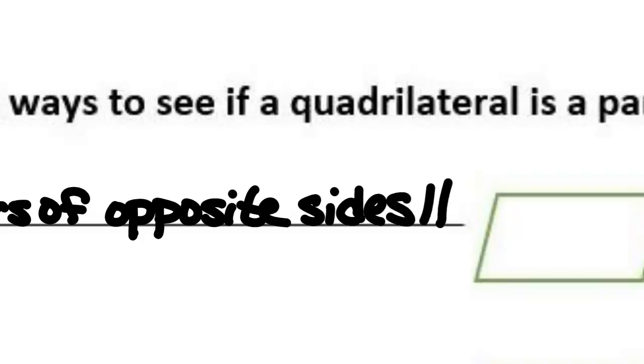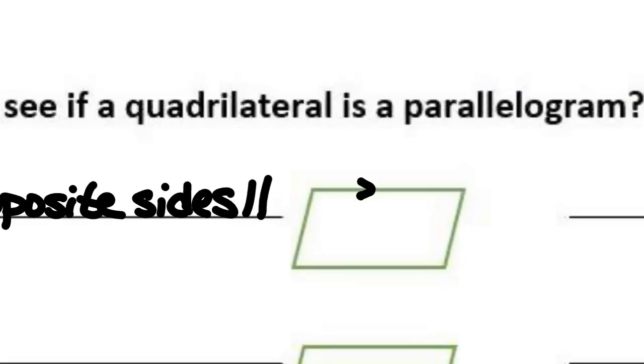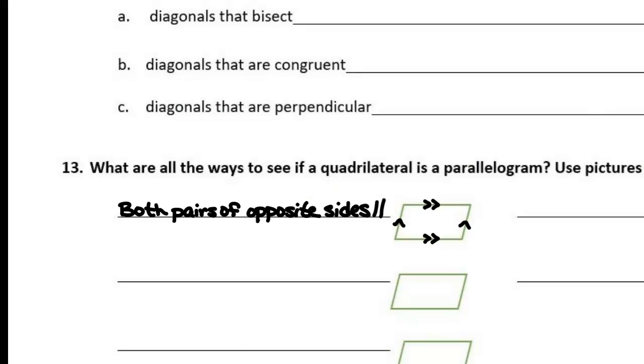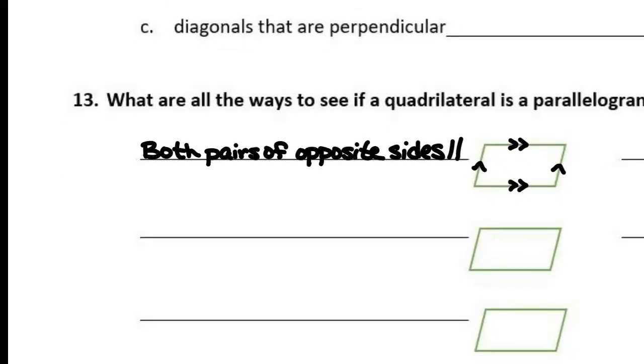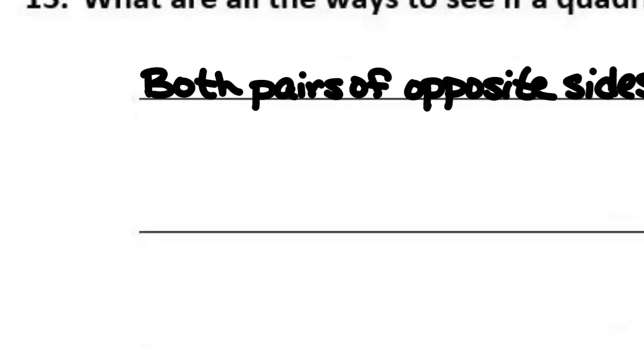And then we're going to illustrate that on the picture. So the top would be parallel to the bottom, and the left would be parallel to the right. That's one way to check and see if you have a parallelogram. Does it meet the definition? And then we had 4 other tests to see if something was a parallelogram.